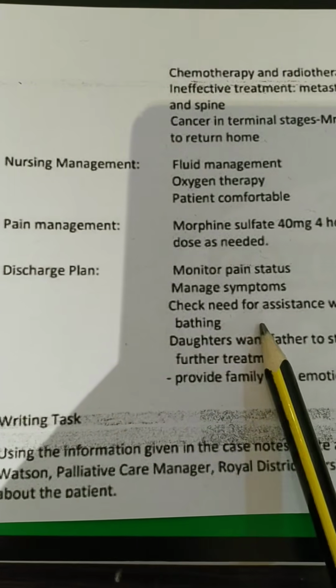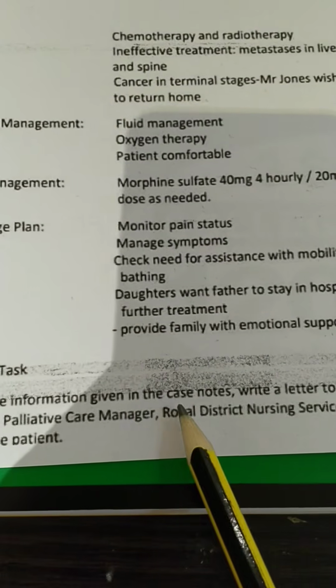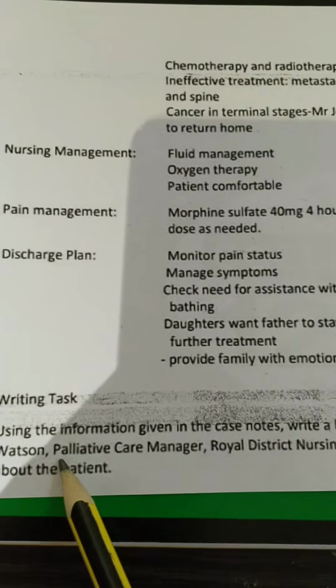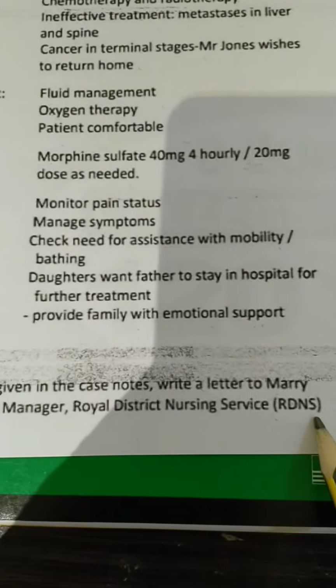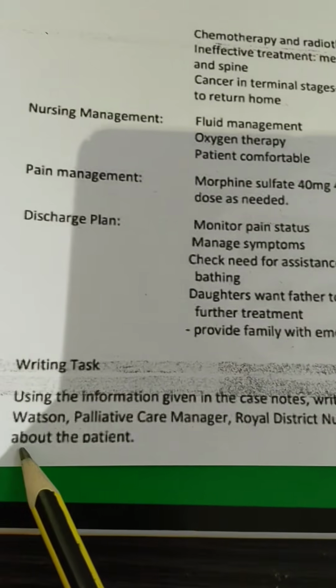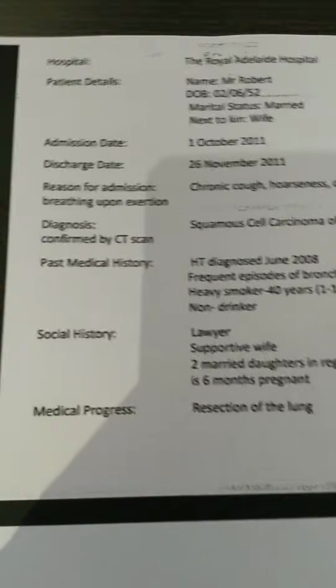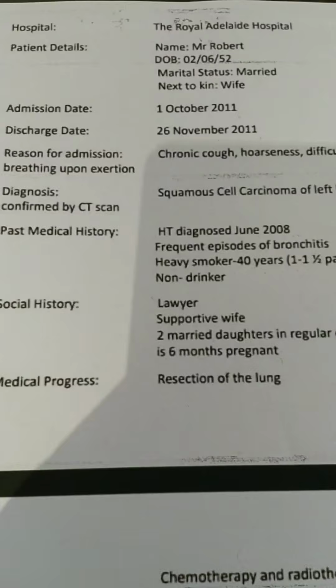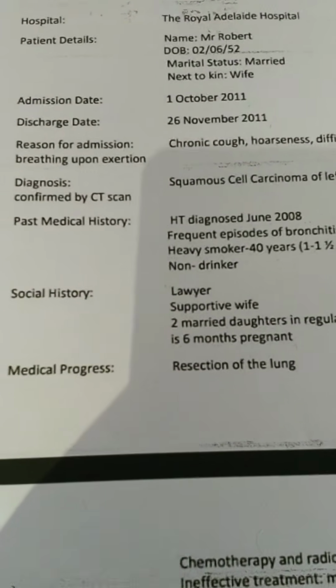So let's see who is the receiver. Writing task: using the information given in the case notes, write a letter to Mary Watson, Palliative Care Manager, Royal District Nursing Service, about the patient. So you have to inform the palliative care manager about this patient's condition and all the recommendations.